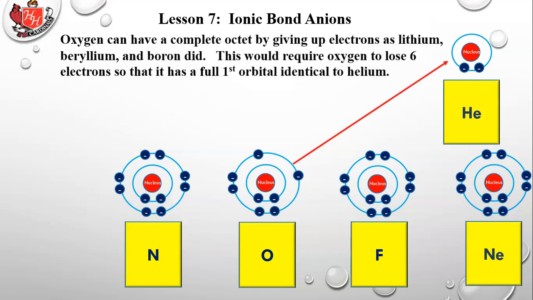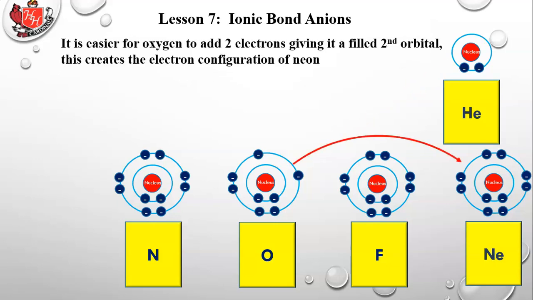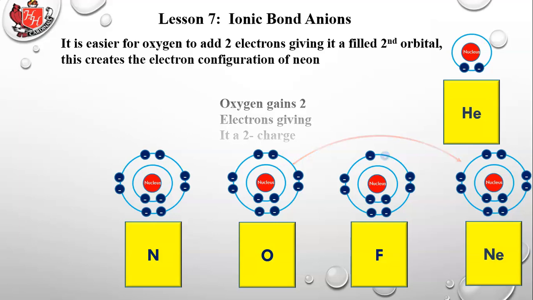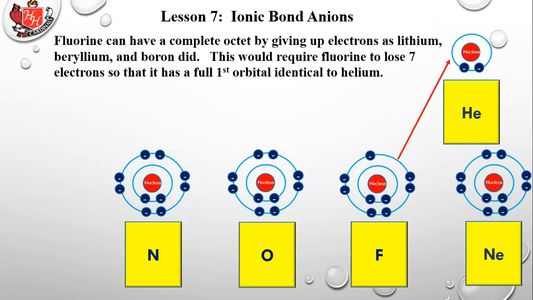Oxygen can have a complete octet by giving up electrons as lithium, beryllium, and boron did. This would require that oxygen lose 6 electrons so that it has a full first orbital identical to helium. It's easier for oxygen to add 2 electrons, giving it a filled second orbital. This creates the electron configuration of neon. So it gains those 2 electrons, has a full octet. So oxygen gains 2 electrons, giving it a 2- charge, 2 more electrons than protons.